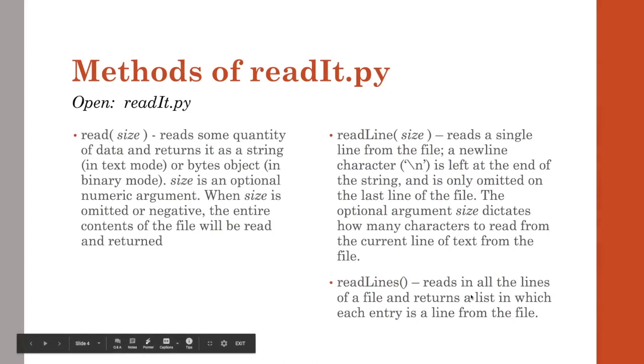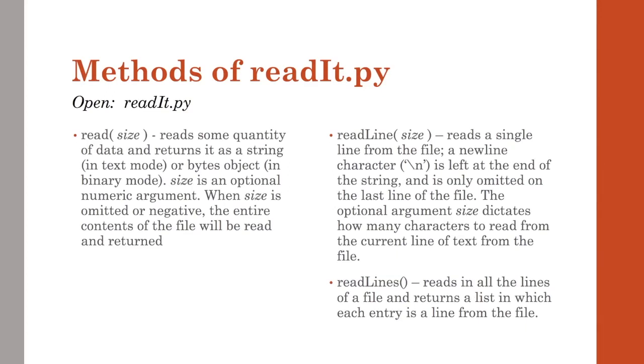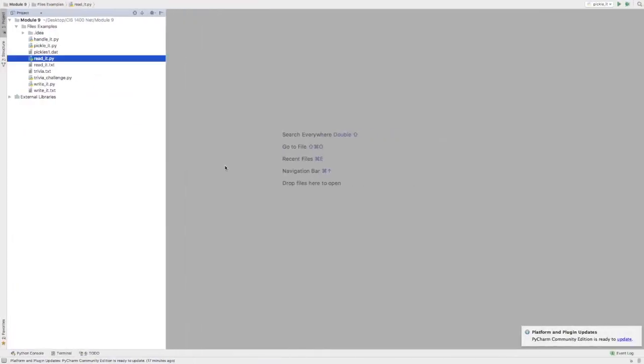Readlines will read in all the lines of a file, but the nice thing about readlines is it returns an entire list in which every element of the list is a single line from the text file. Now that you've got that list with all of the contents, you can process it pretty easily. So let's cut over and see what this readit.py looks like and go from there.